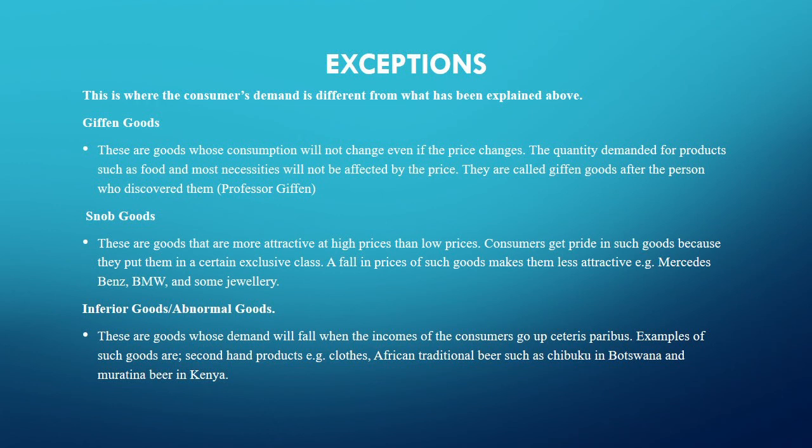The other classification are the snob goods. These are goods that are more attractive at high prices than low prices. Consumers get pride in such goods because they put them in a certain exclusive class. A fall in the price of such goods makes them less attractive, e.g. Mercedes-Benz, BMW, and some jewelry.